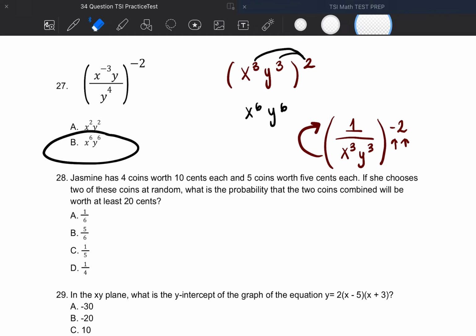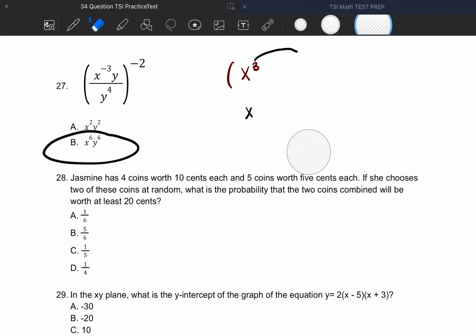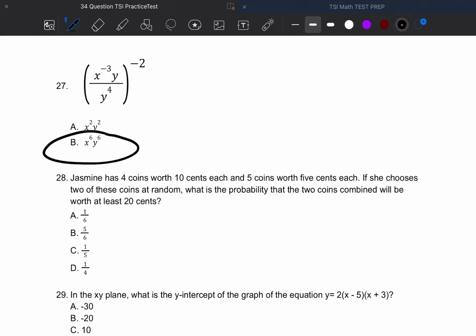So a few skills, if you're still struggling with this, that you may want to write down: when you're dividing exponents, x to the third divided by x squared, you subtract. So it'd be x to the third minus 2, and it would be x to the first power. So that's one skill. Whenever you're dividing exponents, you subtract. Okay? So that's one skill that you need.